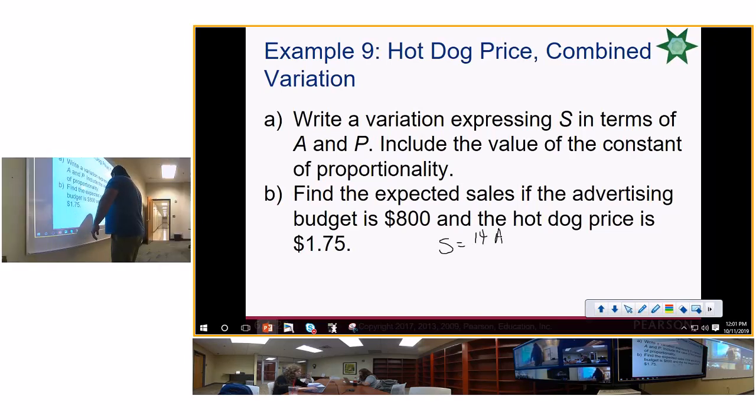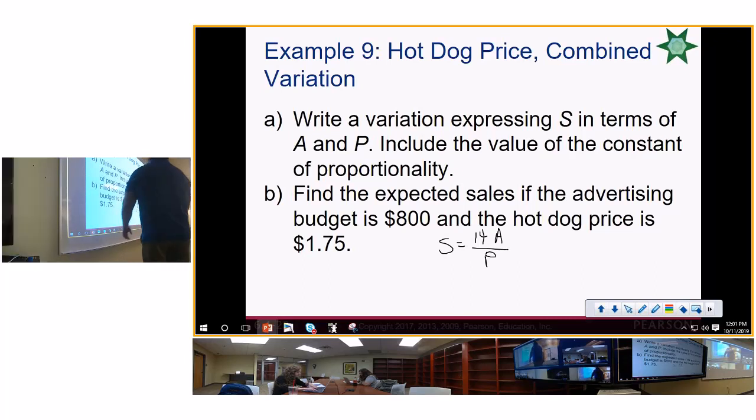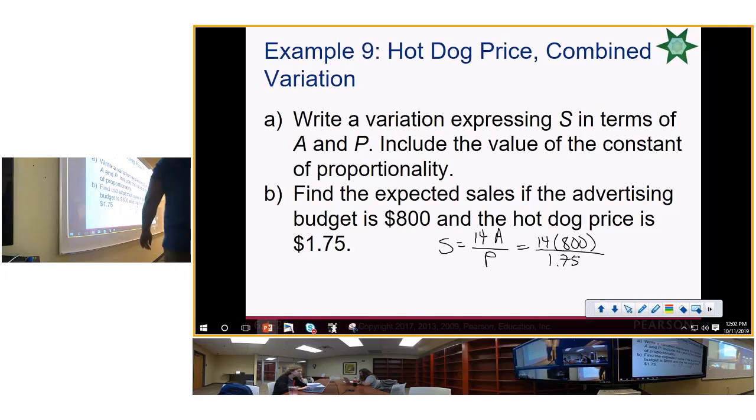14A over P. And they give us the advertising budget, 800, so that'd be 14 times 800 over 175. And yes, you will use your calculator on that. 6,400.